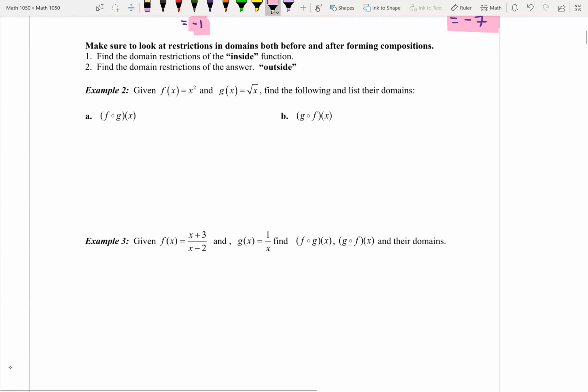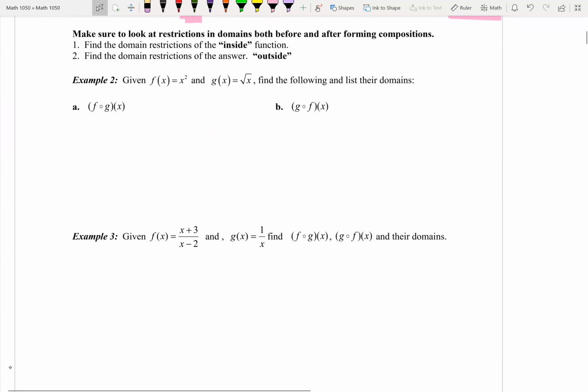Okay, this one right here. Find f of g of x and find g of f of x and find their domains. So the domains is where people get messed up. Okay, draw an arrow, and I want you to write inside and outside. That's why people mess up. Okay, and we'll talk about what that means in just a second.